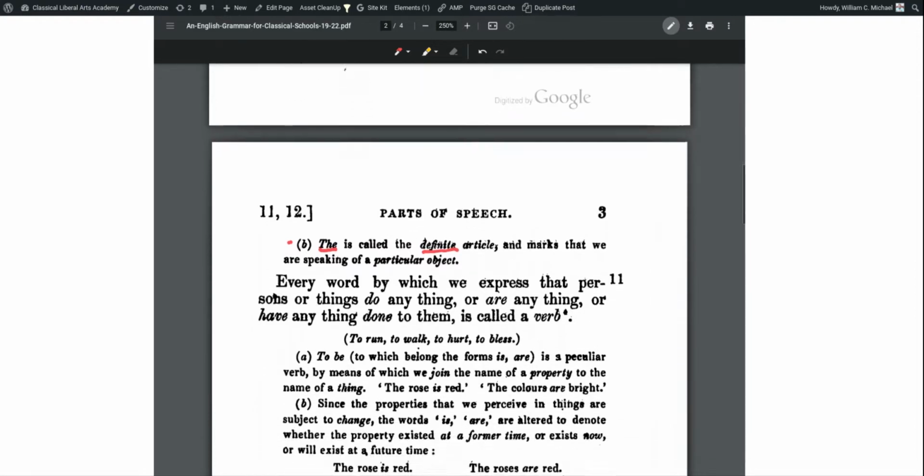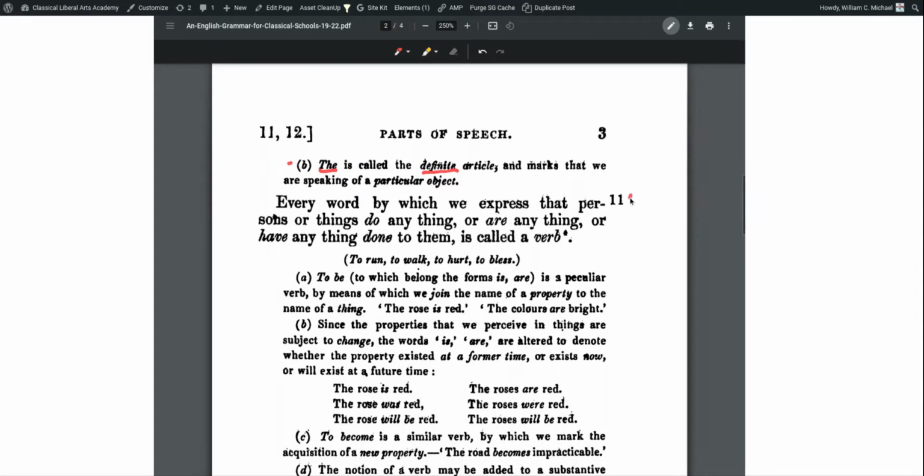Let's keep moving. Note number 11. You can see the note 11 over here. Every word by which we express that persons or things do anything, or are anything, or have anything done to them is called a verb. So a verb is the next part of speech, and we learn every word by which we express that persons or things do anything, or are anything, or have anything done to them is called a verb. So you should know what a verb is.